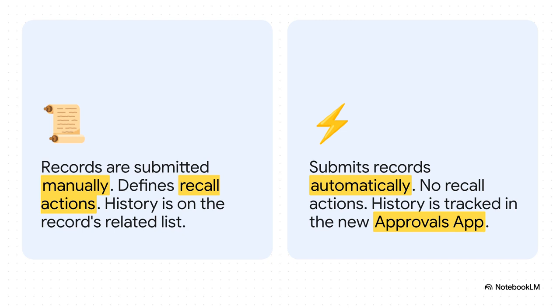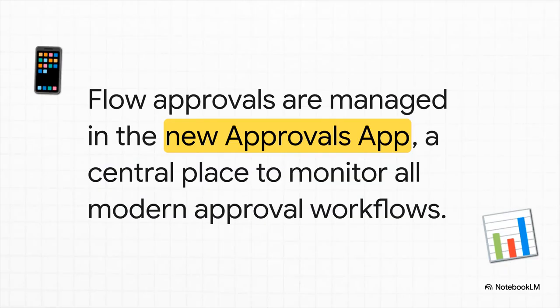Another key difference is the recall feature. In Classic, you can set up automated actions for when a submission is recalled. That's a little feature that isn't quite there yet for the flow-based recalls. And that difference in how history is tracked points to a huge shift. Classic approval history kind of just lives on the record itself. But with Flow, all your approvals are managed in a central hub, the new Approvals app. This gives you a single command center to monitor all your modern workflows, which for any admin is a massive win for keeping things organized.